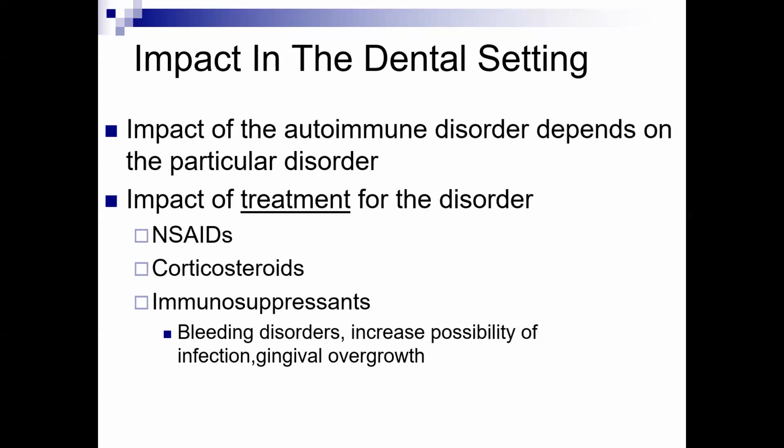So the impact on the dental setting, impact of the autoimmune disorder, it really depends on that particular disorder. So NSAIDs could cause stomach upset. Corticosteroids could also mask progressing perio disease because it's an anti-inflammatory. Immunosuppressants, they can cause a bleeding disorder. You can have almost like little bruises inside the mouth, little petechiae, those are small. Ecchymoses is the medium size, and then purpura is the larger size. You can also have an increased possibility of an infection, like a yeast infection in our mouth, and then that gingival overgrowth.